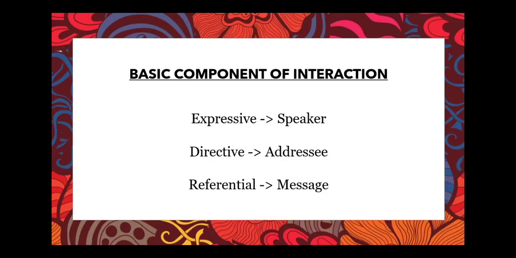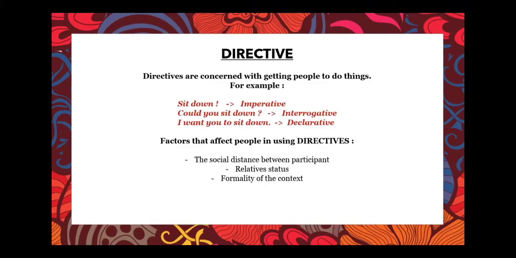Next, we have the basic components of interaction. There are three basic components. The first one is expressive, which is the speaker, the directive is the addressee, and the referential is the message. Directive is concerned with getting people to do something. For example, sit down. Could you sit down? I want you to sit down.